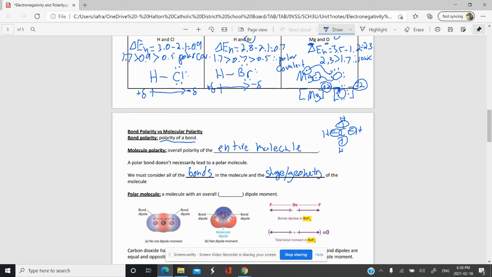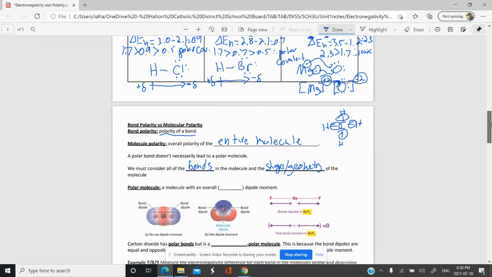So in our next video, we're going to take a look at how we figure out if a molecule is actually polar or nonpolar based on all the bonds that it has and based on its shape and its geometry.